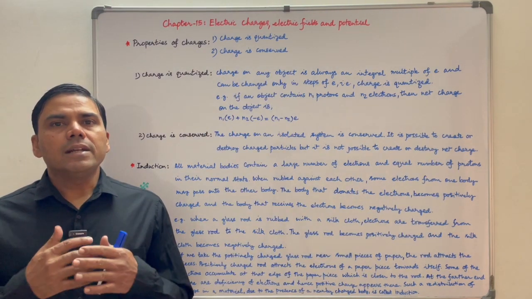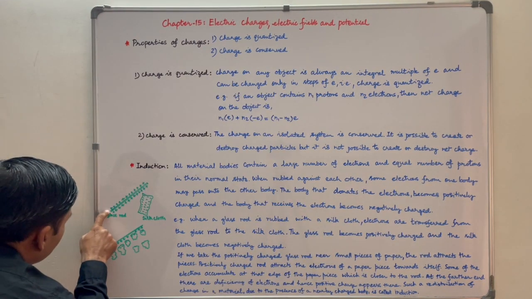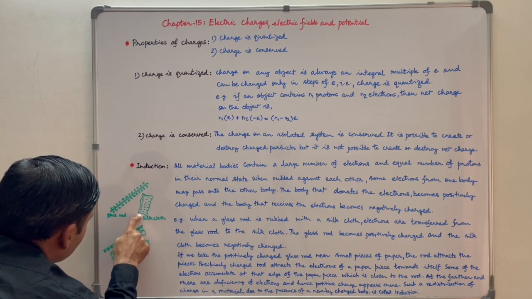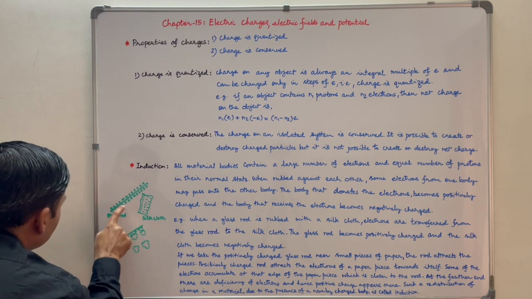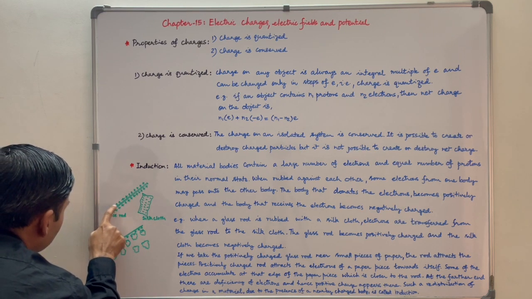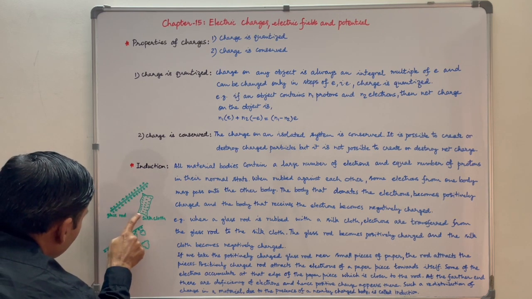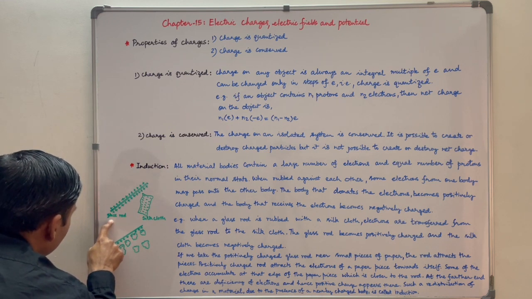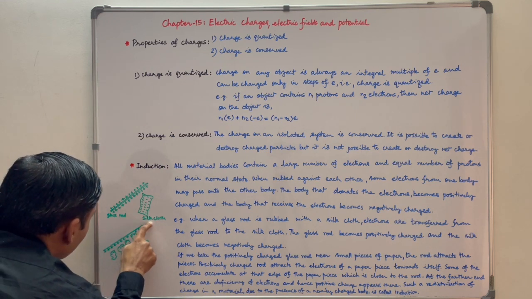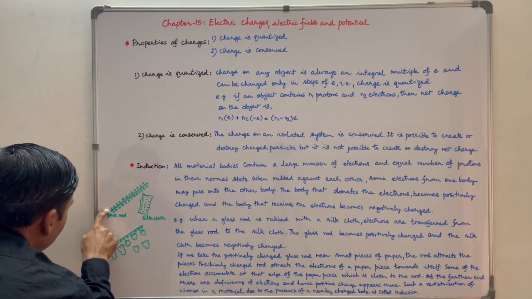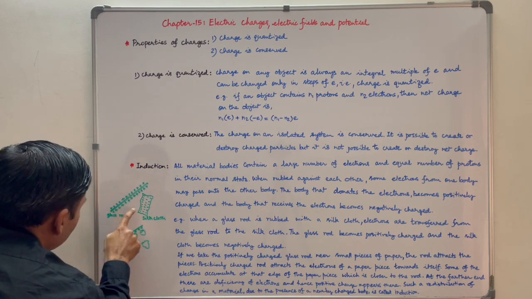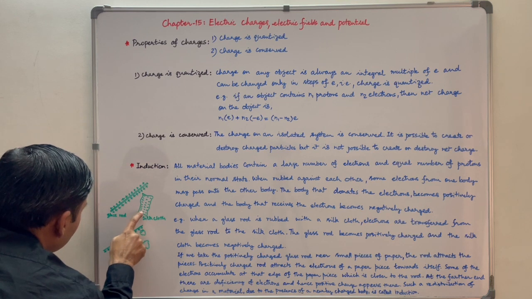Now let us understand induction. Suppose this is a glass rod and this is a silk cloth. When glass rod is rubbed with silk cloth, there are few electrons that get transferred from glass rod to silk cloth. So glass rod becomes donor of electrons and silk cloth becomes receiver of electrons. As a result, glass rod becomes positively charged and silk cloth becomes negatively charged.